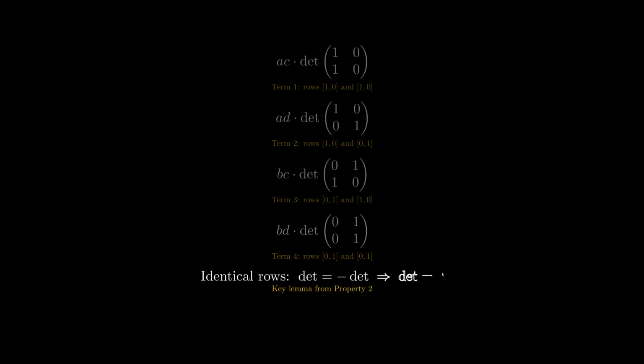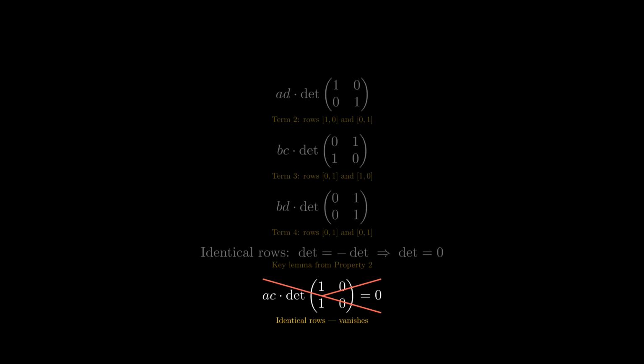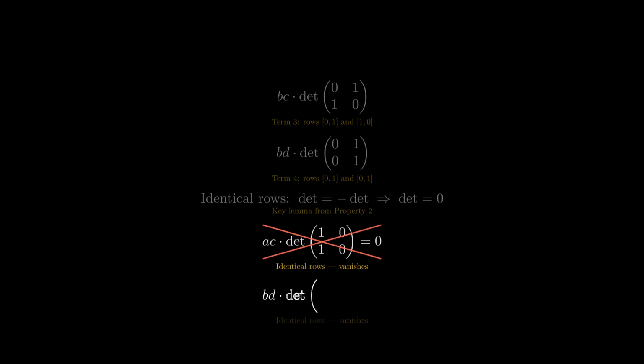Now here's a crucial fact. Any matrix with 2 identical rows has determinant 0. Why? This follows from property 2. Swapping 2 identical rows flips the sign of the determinant, but the matrix doesn't actually change. So the determinant equals its own negative. The only number that equals its own negative is 0. So the first and fourth terms, which have repeated rows, vanish.